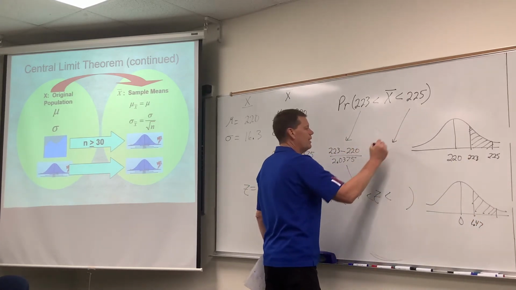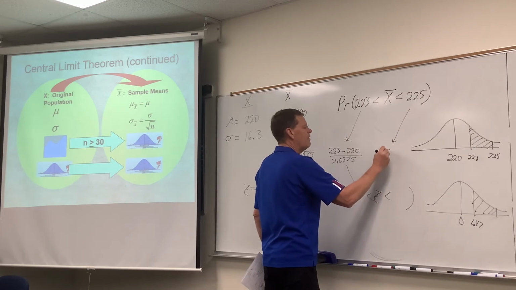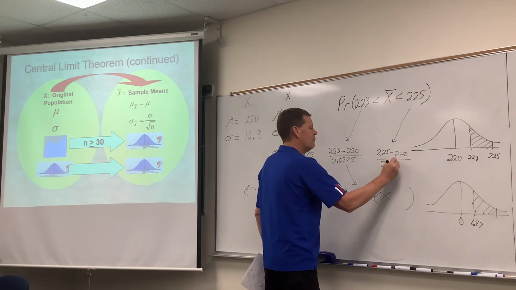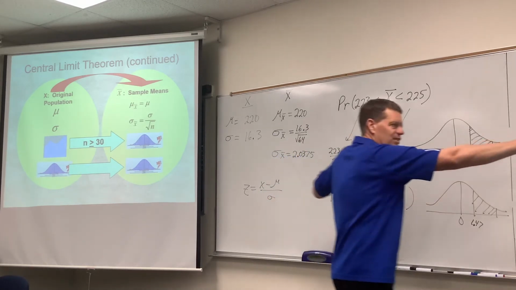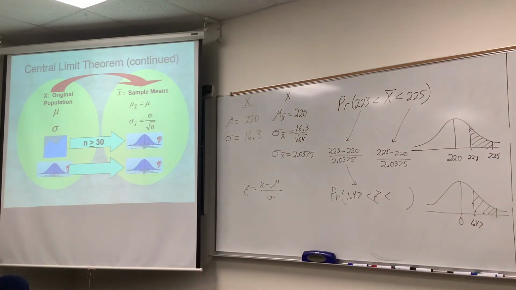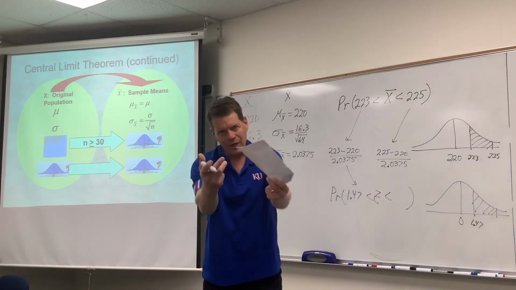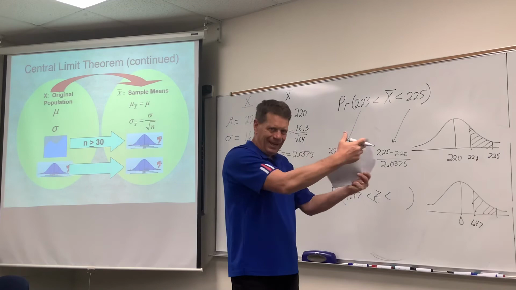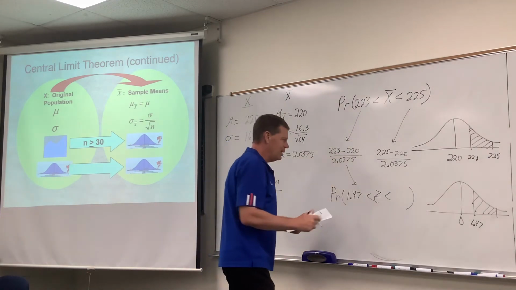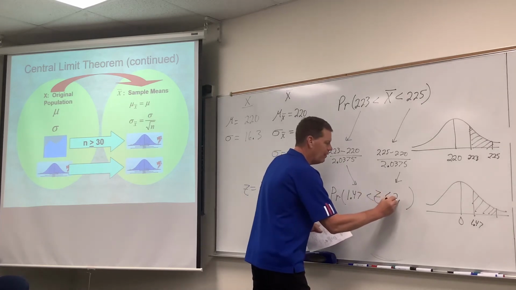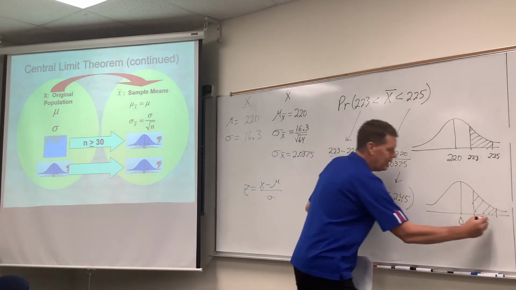Do the same thing for 225. 225 minus 220 all over 2.0375. I wish I could stretch this out more on the board, guys, but see, if I keep going out here, you won't be able to see it. So that's the problem with framing this up. I'm trying to keep it closer, but that kind of confines my board space a little bit here. But that standardizes to 2.45, all right?